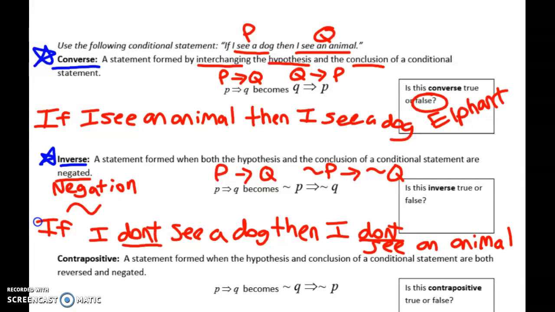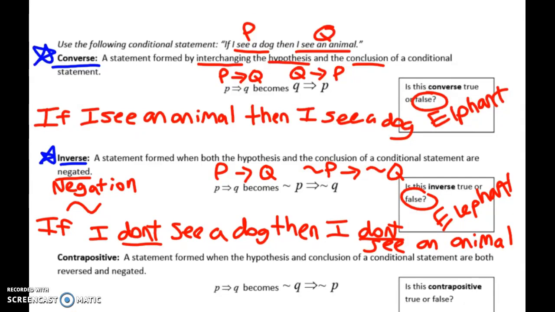So the no means negate. Okay, so if I don't see a dog, then I don't see an animal. Is that true? So if you're at a zoo and you don't see a dog, you could see an animal though, right? So this is actually false. If you don't see a dog, you could still see an animal. For example, again, we can use elephant. All right, so does everyone understand? Converse switches, inverse is just opposite.